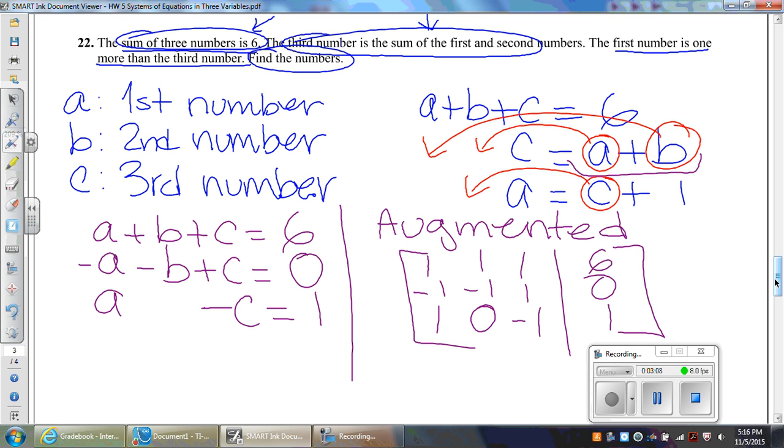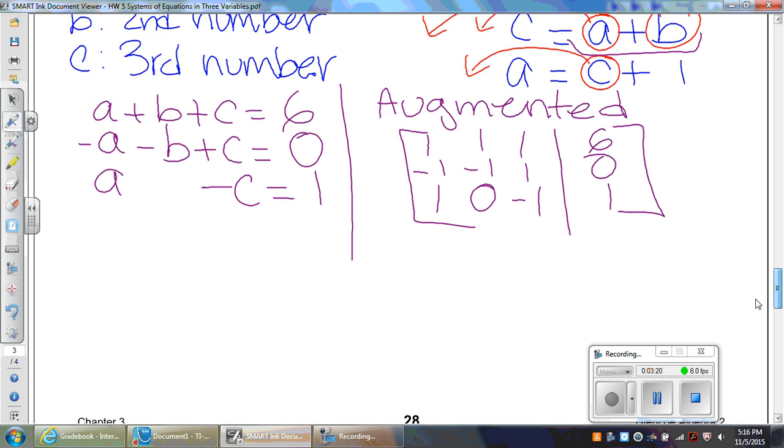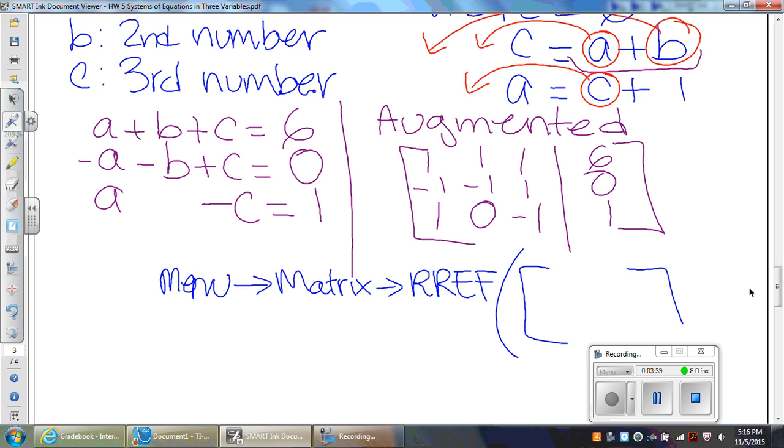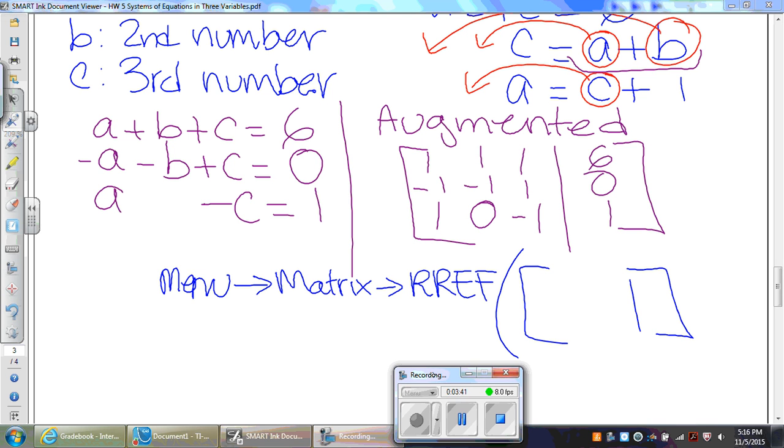Now what you need to do to solve the system, of course, if you're not solving it by hand, will be to type it on your calculator. And before that, you will have to go to Menu, Matrix, and then you will select the option for Reduce Row Echelon Form. After that, you need to enter a matrix that will be of 3 rows and 4 columns.